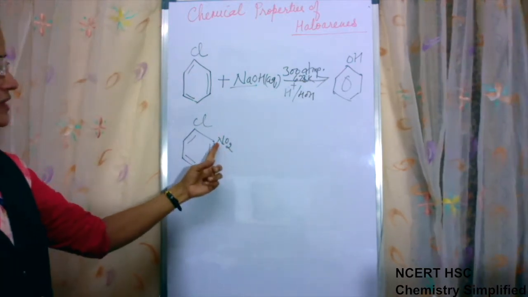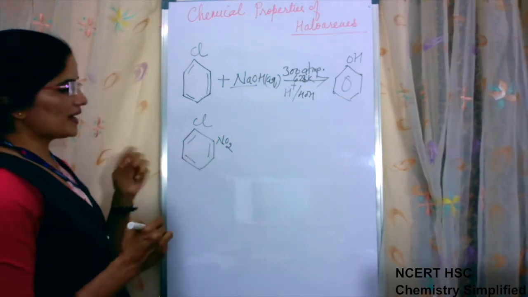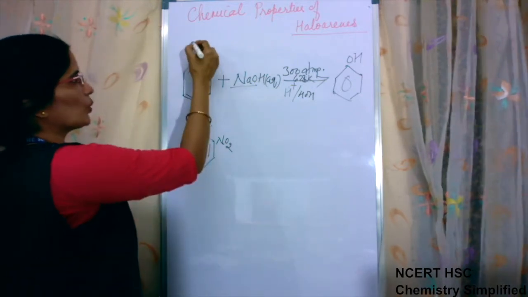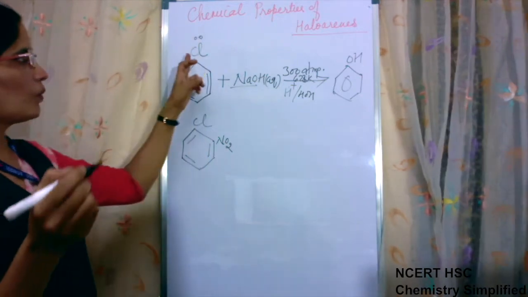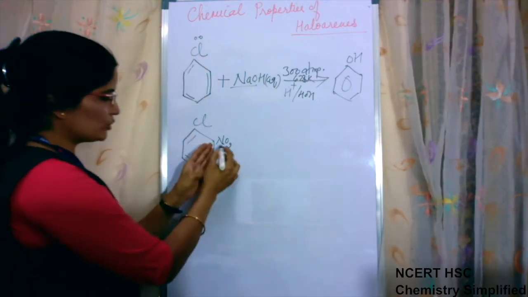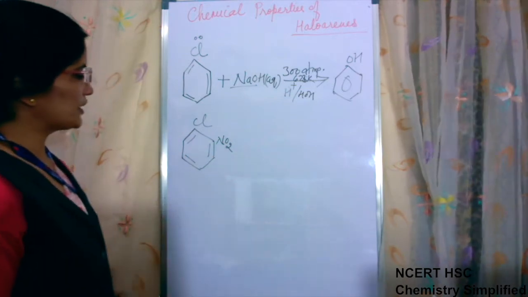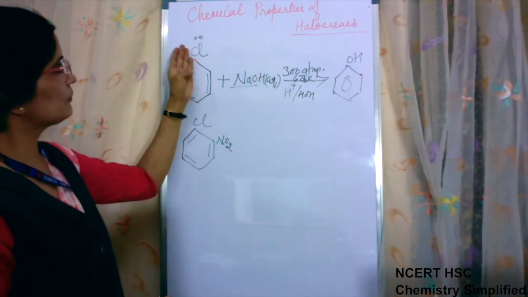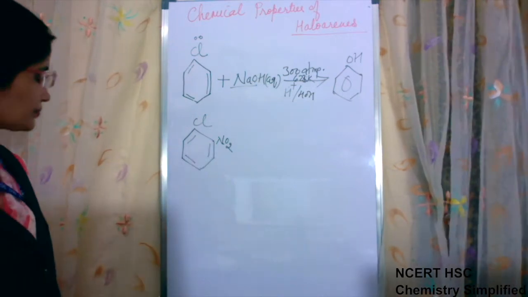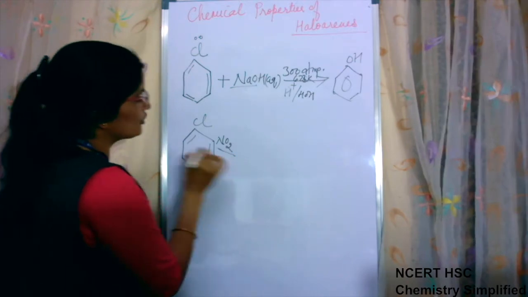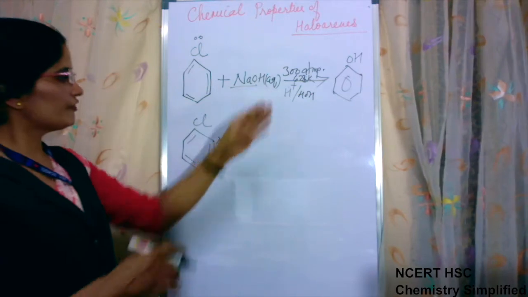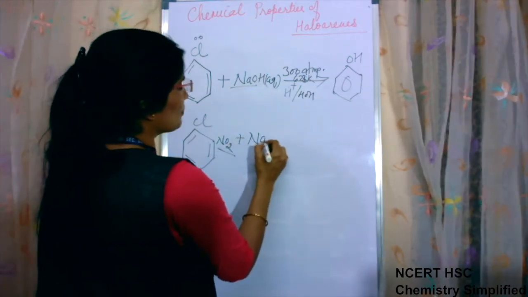electron withdrawing groups like NO2. NO2 group has a tendency that it pulls the electron towards itself. As we saw, chlorine is having a lone pair of electrons. What is the tendency of chlorine? To give lone pair of electrons. Similarly, NO2 has tendency to pull electrons towards itself. So chlorine is electron giving and this is an electron withdrawing group. Okay. So when such electron withdrawing groups are present on haloarene, then nucleophilic substitution reactions become a little easier.